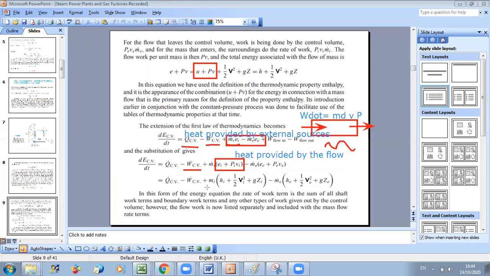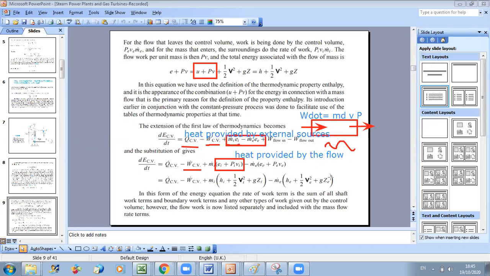Therefore, when I do the replacement, I can say that the change in energy of my control volume is equal to the heat provided by external sources, minus the work done by my system, plus the flow energy, which is calculated by the mass flow rate at the inlet times the enthalpy plus the kinetic and potential energy, and minus m dot exit times the enthalpy and kinetic and potential energy at the exit.